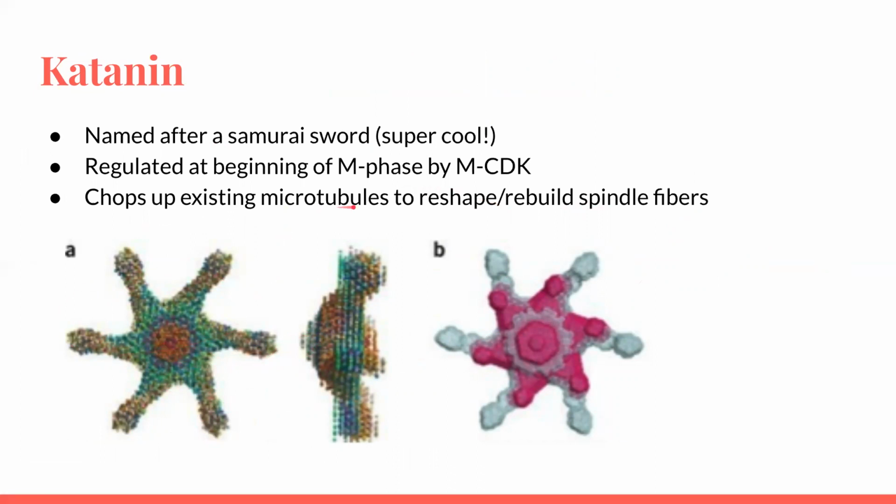Something like that. So what it does is it chops up microtubules. You could use it to mess up a microtubule, chop it up, and we'll see it next week, I think, when we're talking about spindle fibers mostly. And you'll see it's regulated at the beginning of M phase of the cell cycle by mCDK. So this is a preview for next week. She mentioned it briefly this week, but we'll talk about it more next week.